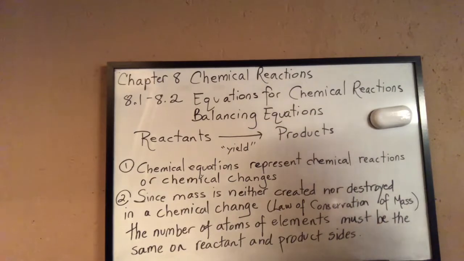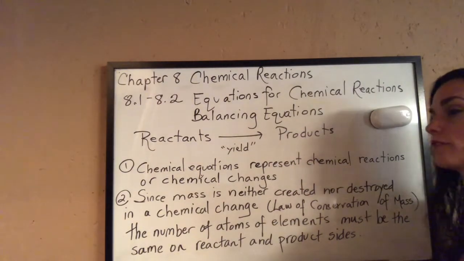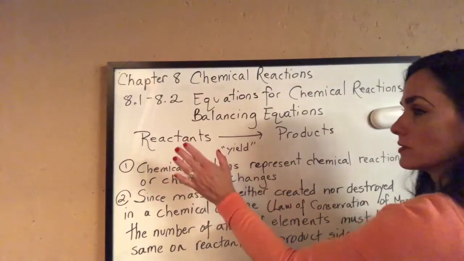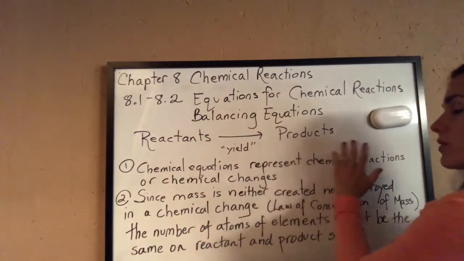Chapter 8, Chemical Reactions. Sections 8.1 and 8.2 we're going to combine together and talk about equations for chemical reactions and balancing equations. When you have a chemical equation, it represents a chemical change or a chemical reaction. And you have the format where you have the reactants on the left side, the arrow meaning yields, products.